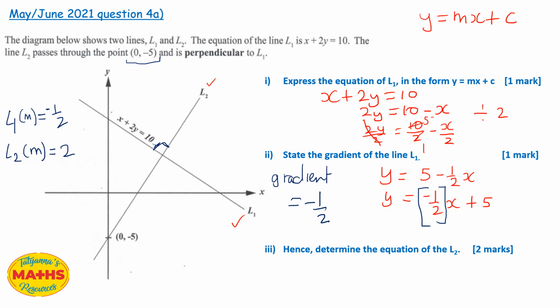So y equals mx plus c. Let's substitute. This is x, that's y. So negative 5 equals 2 times 0 plus c. So we can see here that negative 5 is equal to c. So y is equal to 2x minus 5. And that's the answer, for 2 marks.